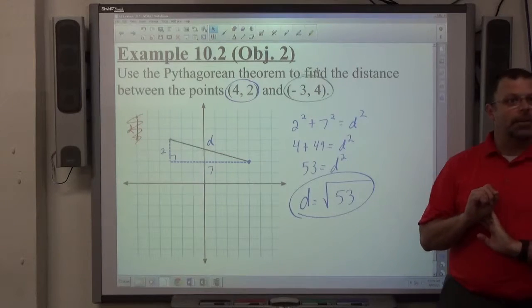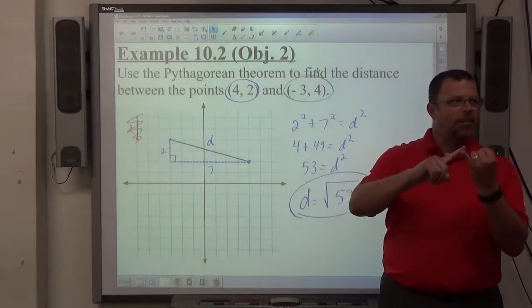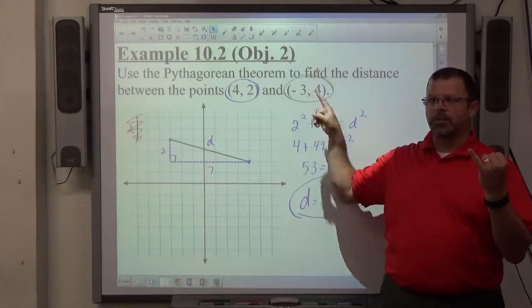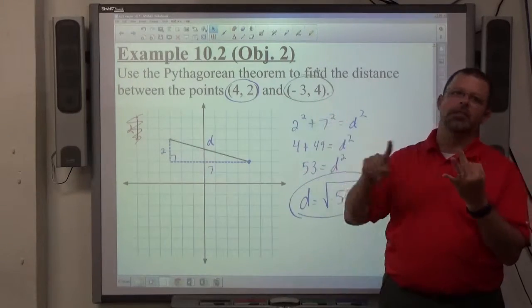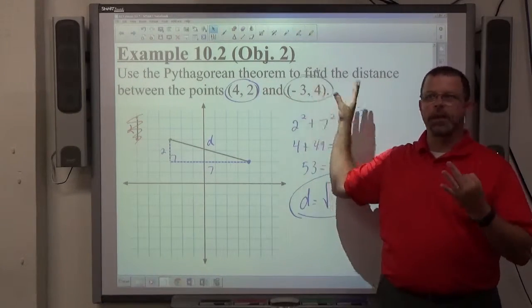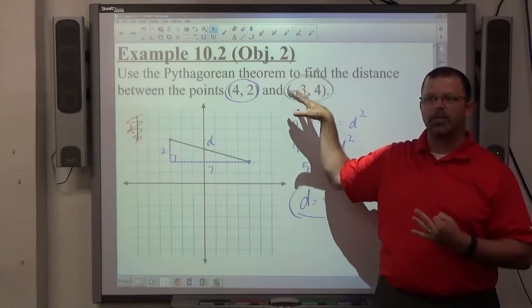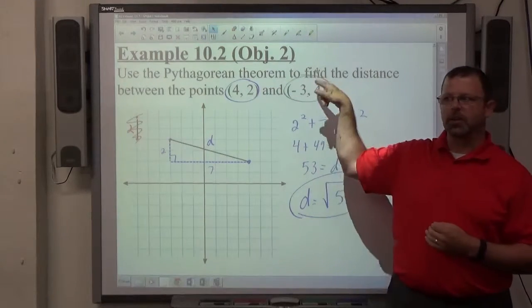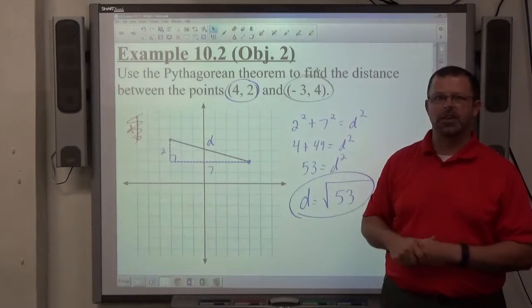Let me just warn you about something real quick. Find the equation of the line given 2 points. Find the distance between 2 points. Find the slope of the line given 2 points. We get a lot of stuff where it gives us 2 points. Don't assume what they're asking. Look and see what they're asking. This says find the distance, so find the distance.